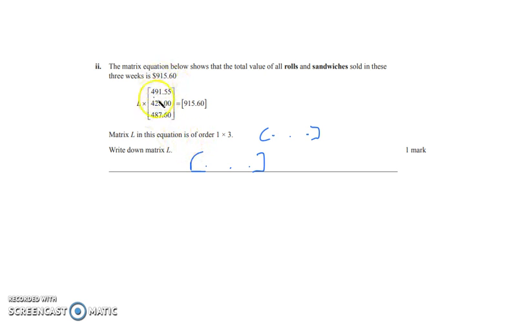So if we added up $491.55 to $428, that does not equal $915.60, it equals $919.55. Go through the next one, $491.55, and if we add it to $487.60, once again, it doesn't equal this $915. The last option we have is the $428 added to the $487.60. That does equal $915.